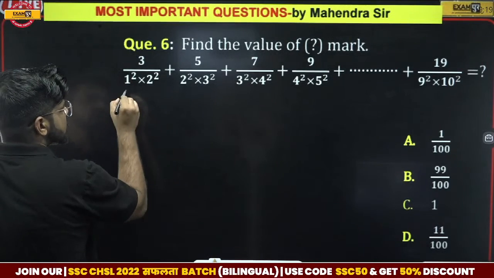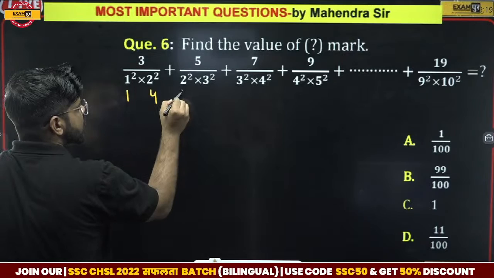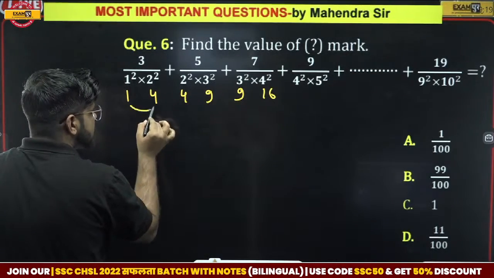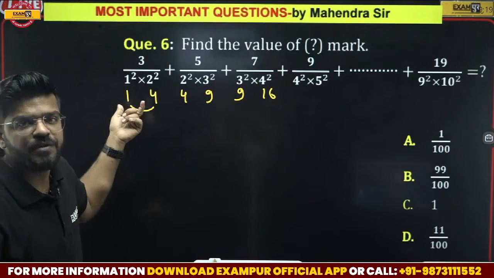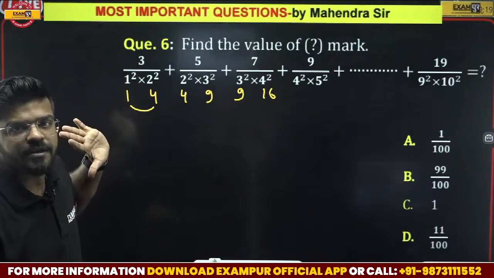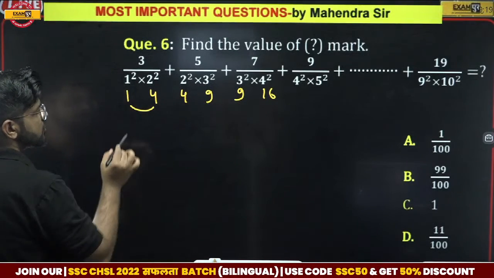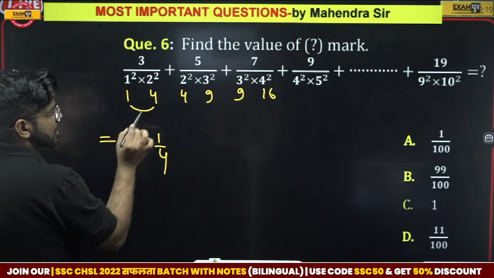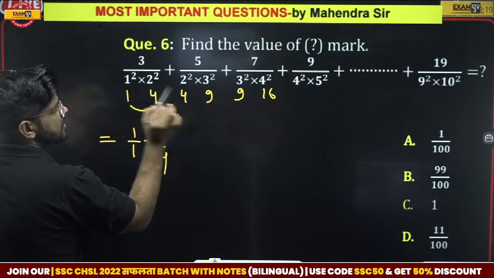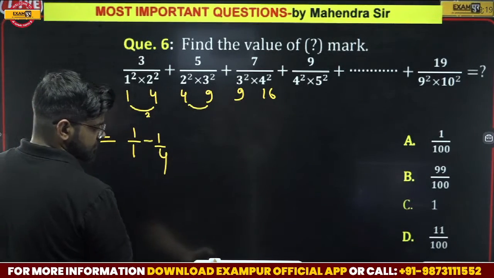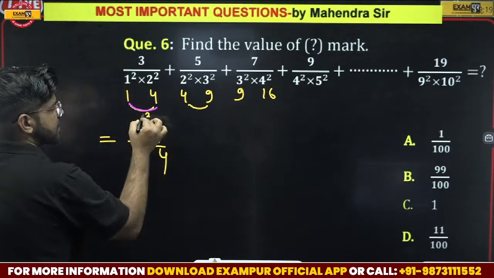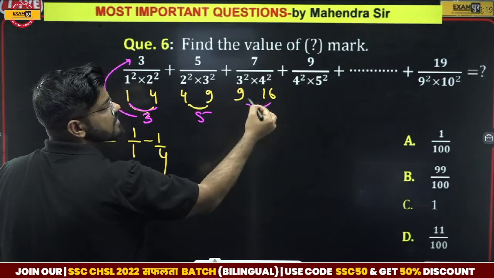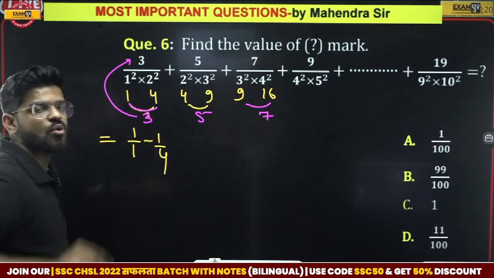So if we solve this, we get here 1, here 4, here 4, here 9, here 9, here 16. Now find the difference. If the difference between these two is in the numerator, then we just have to do 1 by 1 minus 1 by 4. Clear? The difference between these is 3. Yes, 3 is there. Difference is 3, yes, 3 is there. Difference is 5, 5 is there. Difference is 7, 7 is there. And similarly so on.